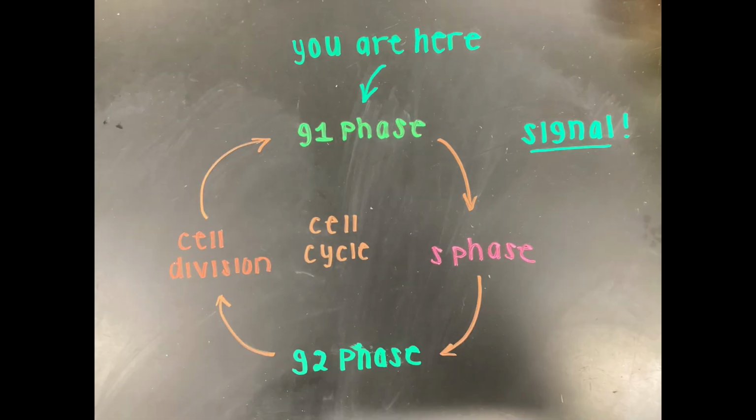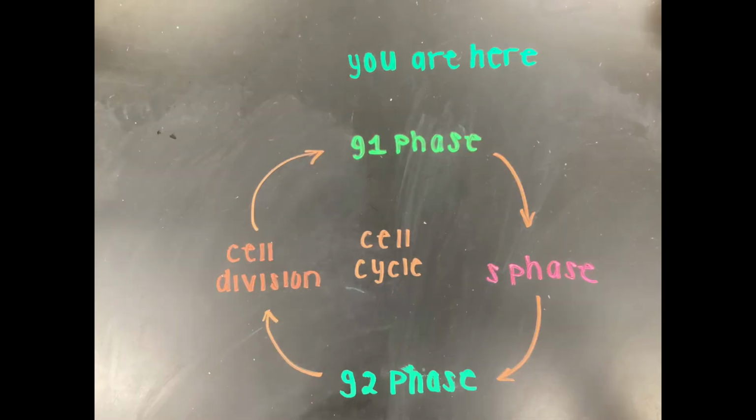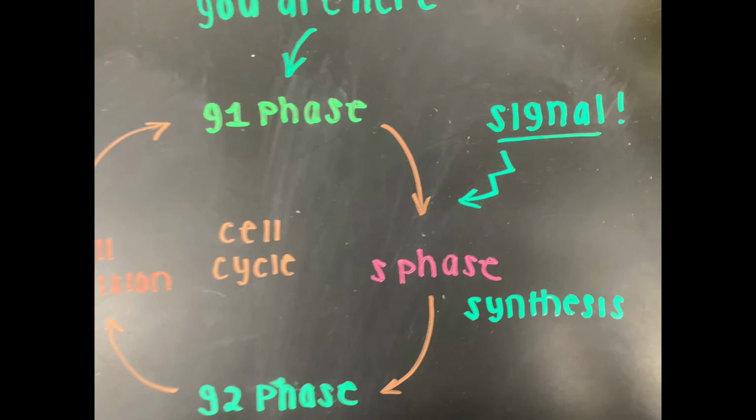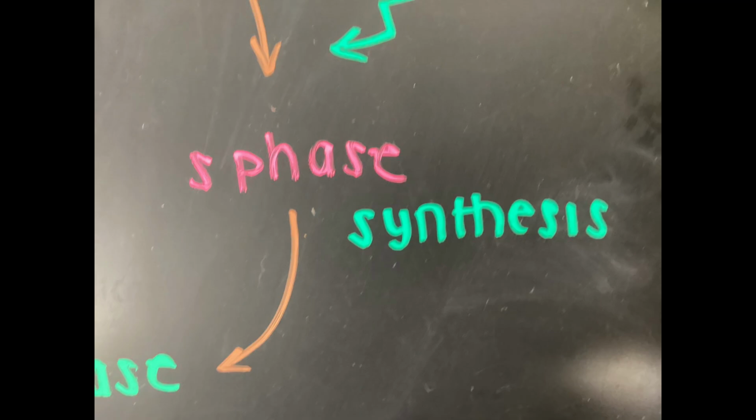There are 4 phases in the cell cycle. The G1 phase is the growth phase. Epidermal growth factor initiates signal transduction and a response by binding with the RTK. The cell responds to the binding by starting the S phase.